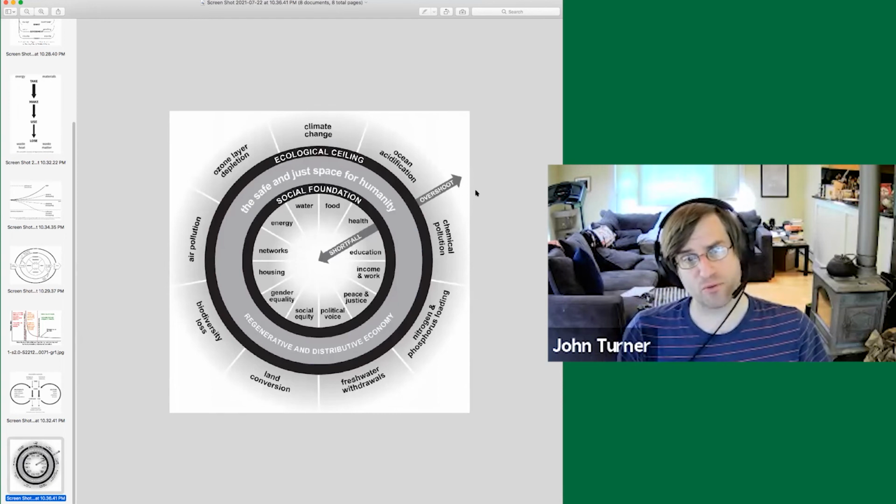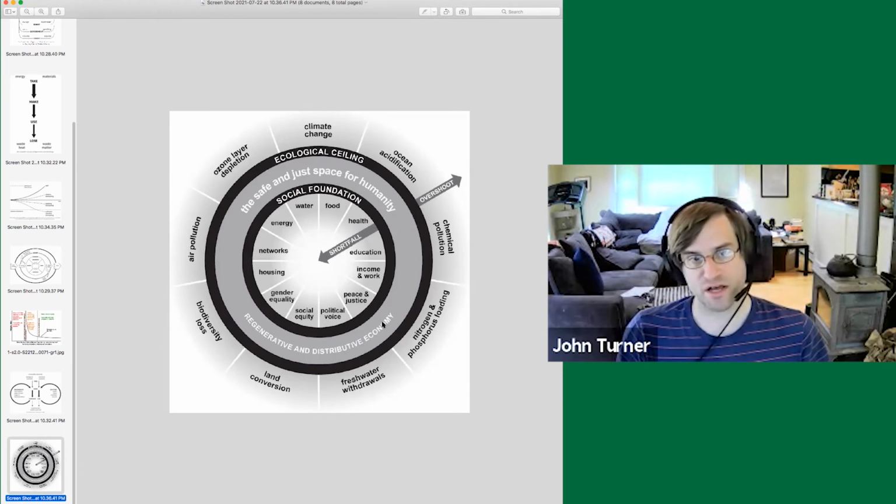I mentioned that Raworth book is called Doughnut Economics. Here is her diagram of the way that we should think about economic activity. In the inside ring of the donut is the social foundation for growth. Growth isn't the right word. It is the social foundation for an economy. That is, this economy might be one that isn't designed around growth, but it is those things that are required to sustain a human society.